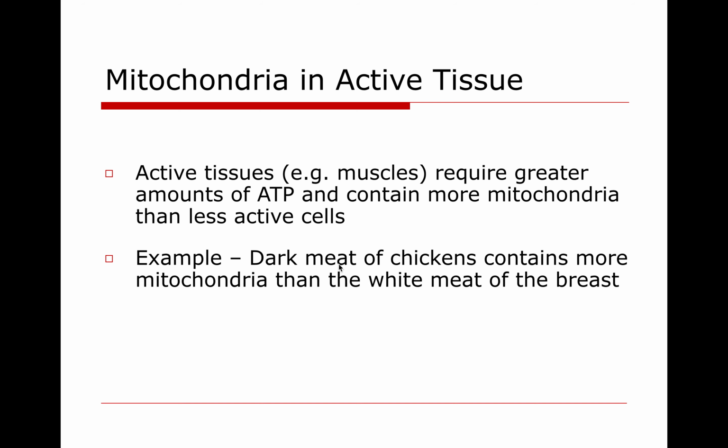So, example, dark meat of chickens contain more mitochondria than the white meat. I don't want to eat dark meat. I just think it's weird. I'm just weird. But for those of you that do, next time you bite into that piece of meat with the bone and that's disgusting, and you see dark meat, you can think, that's some mitochondria in there. Lots of mitochondria. You might put it down.